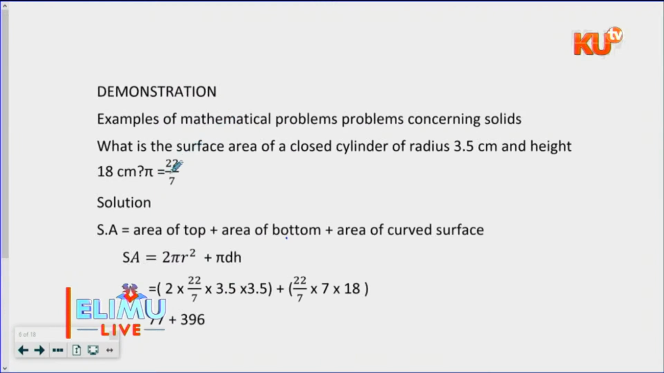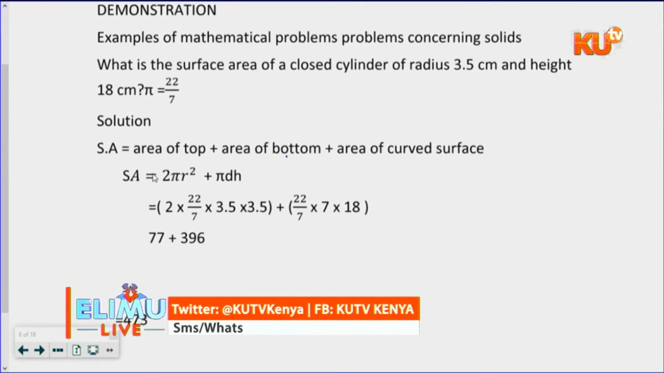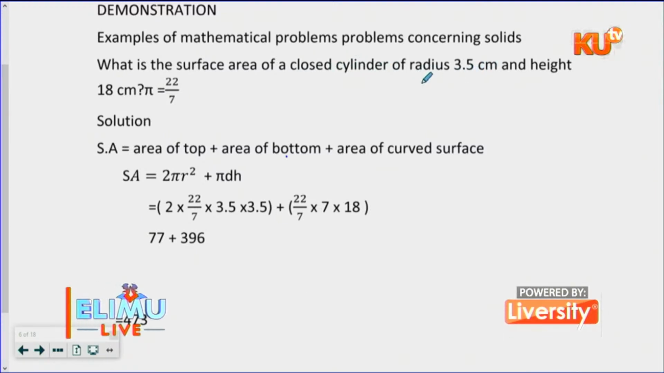We'll go direct and look at one example in surface area. And we have a question here. Example 1. What is the surface area of a closed cylinder of radius 3.5?